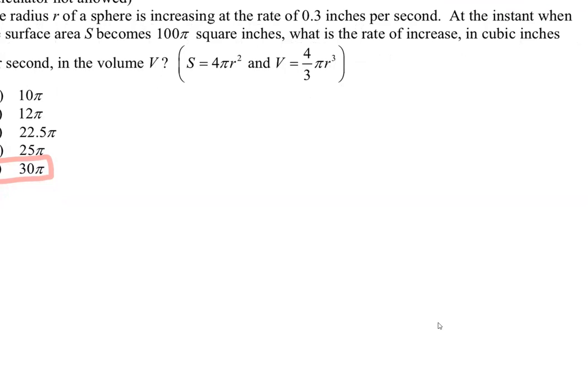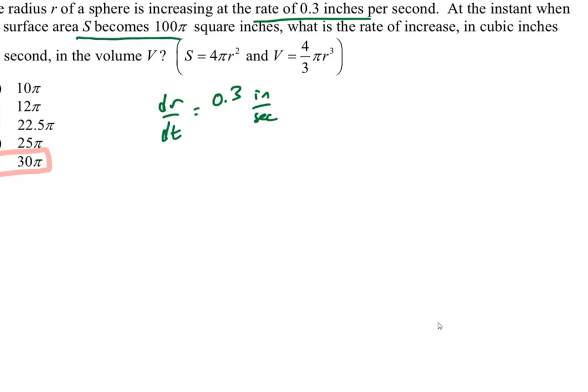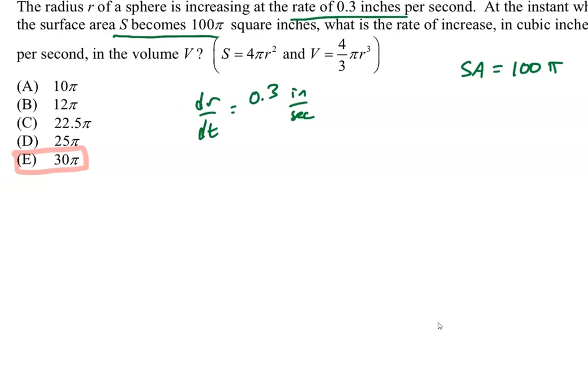All right, let's check it out here. Okay, so again, as I read, I write things down. The radius of a sphere is increasing at the rate of blah, blah, blah. So dr/dt is 0.3. I could write that. At the instant when the surface area becomes 100 pi, so surface area is 100 pi, what is the rate of increase of the volume? I'm looking for dV/dt.